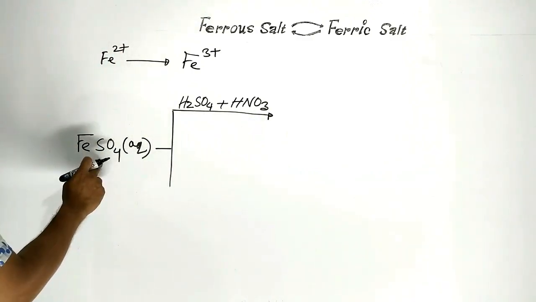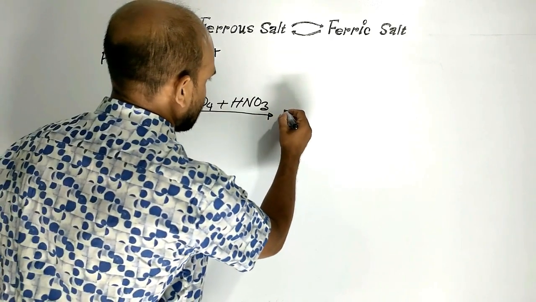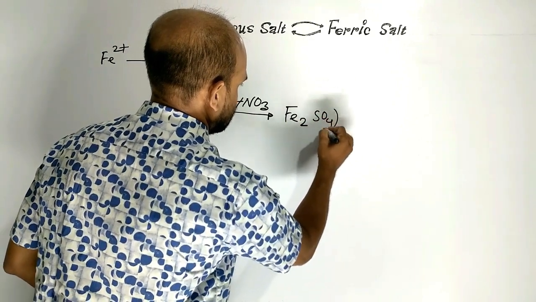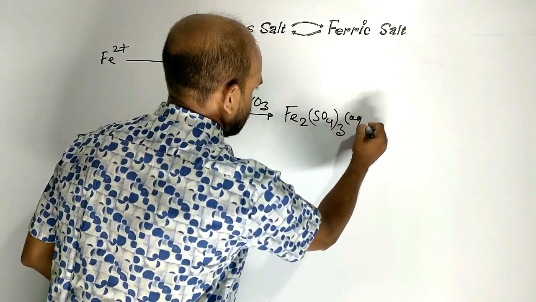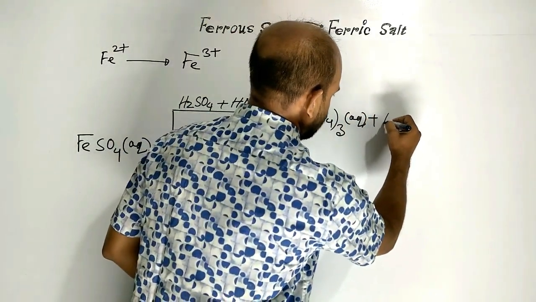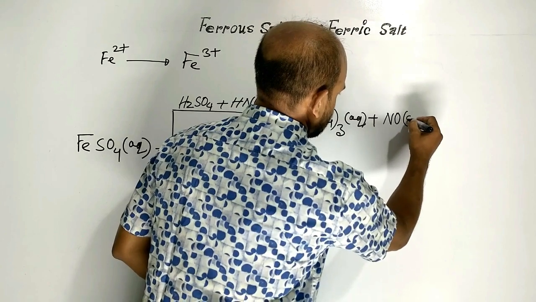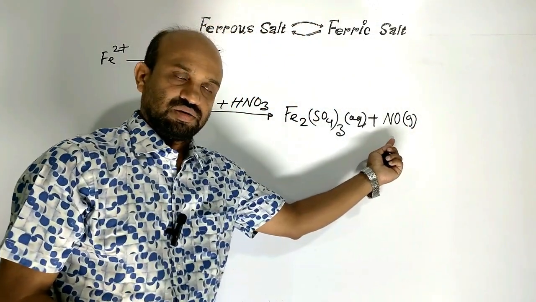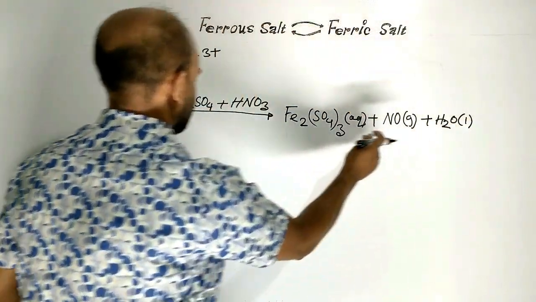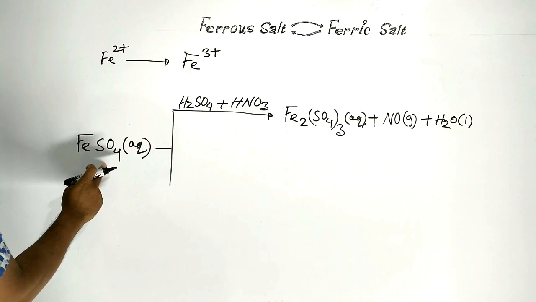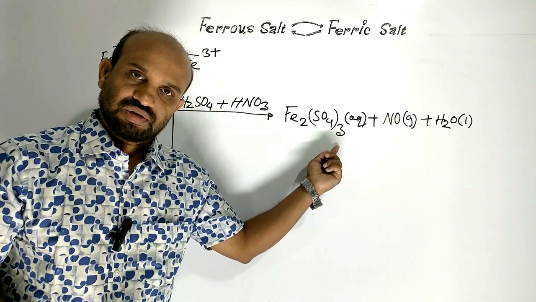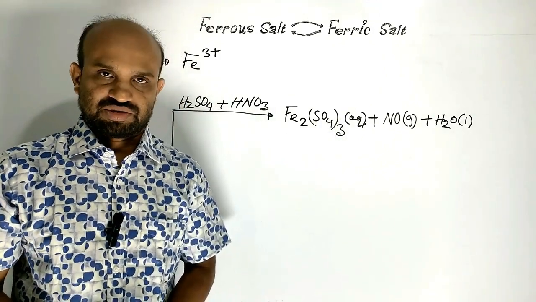Then ferrous sulfate is oxidized to ferric sulfate. At that time, nitric acid is reduced to nitric oxide. Here, water is formed as byproduct. So, in this reaction, ferrous sulfate converts to ferric sulfate upon oxidation with nitric acid.